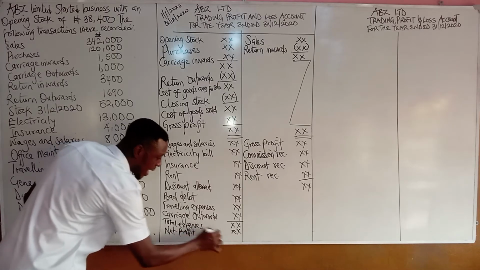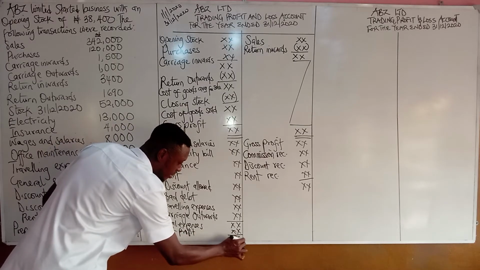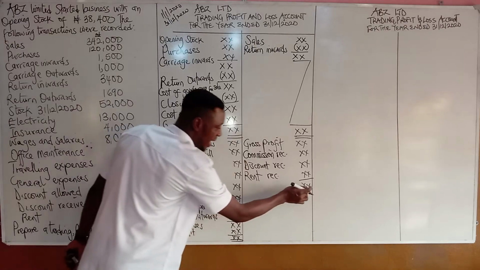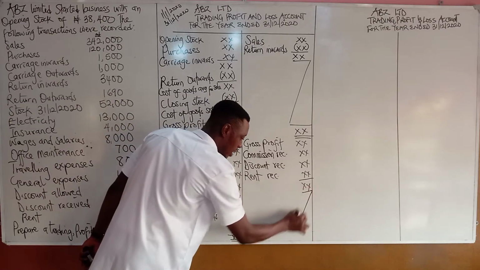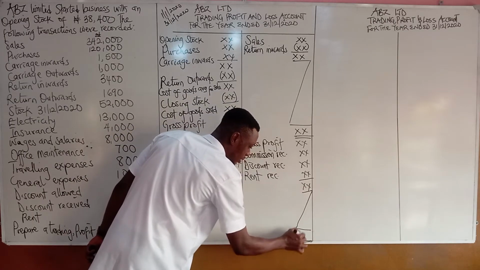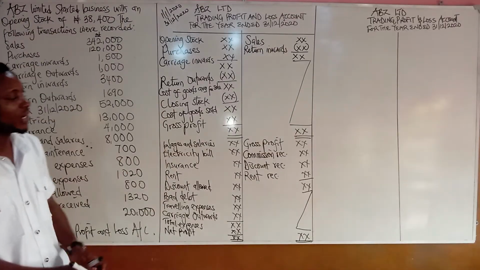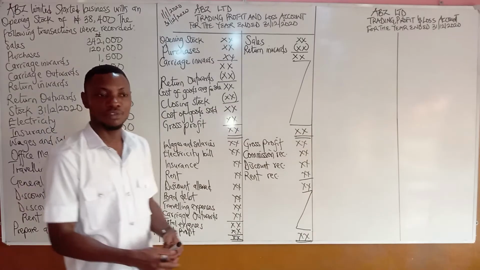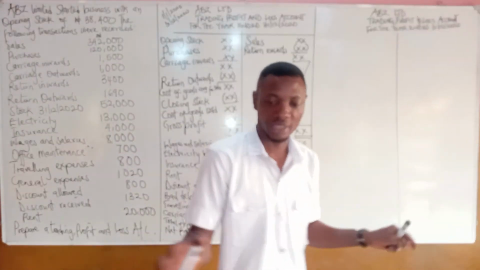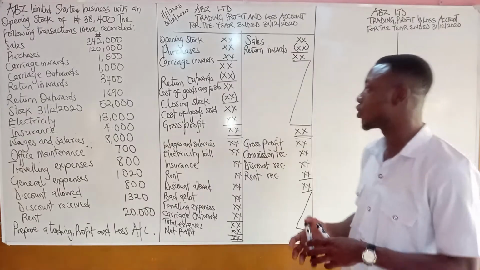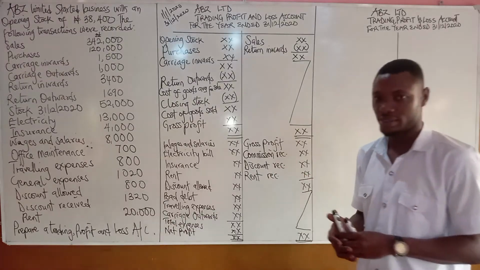Net profit now is my actual profit in the business. Then I'll add them. Once I add them, it must give me this. So I will close the same line. I've closed. So this is the format for preparing a trading profit and loss account. Do we understand? Now take a second to go through the format.